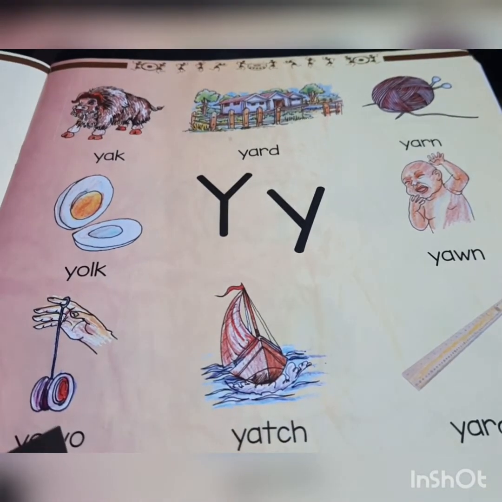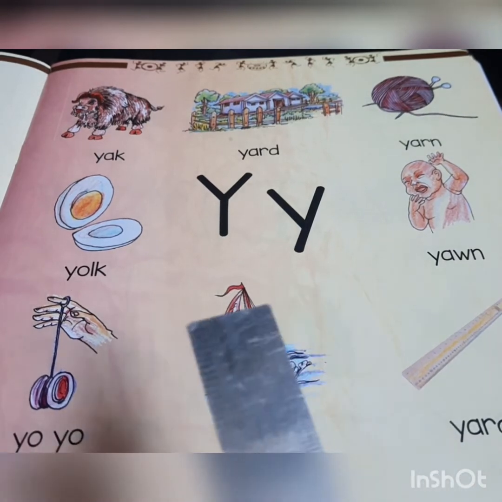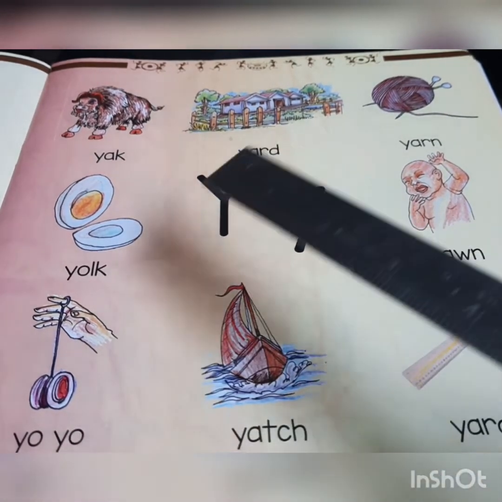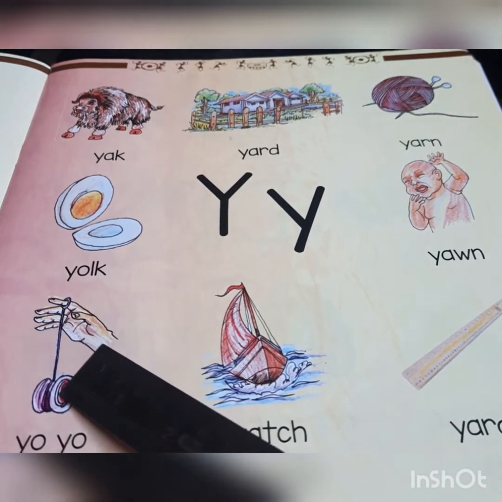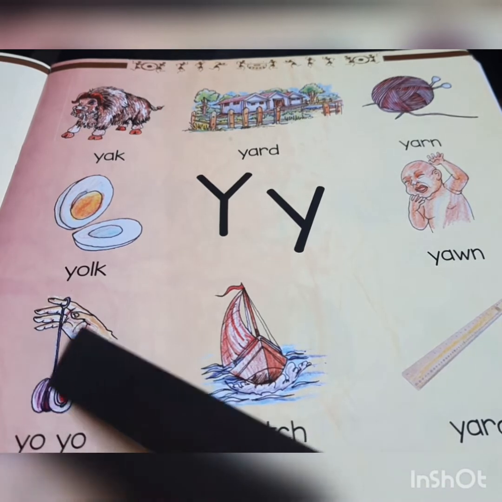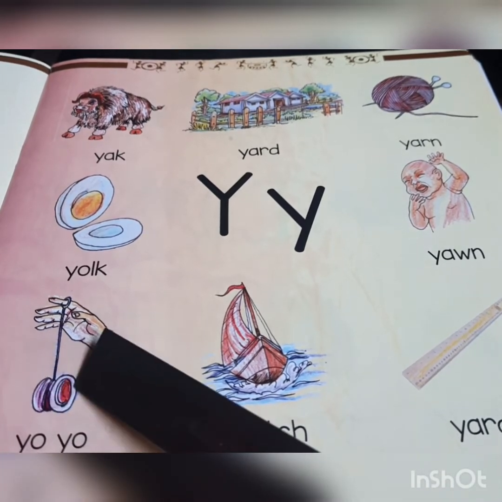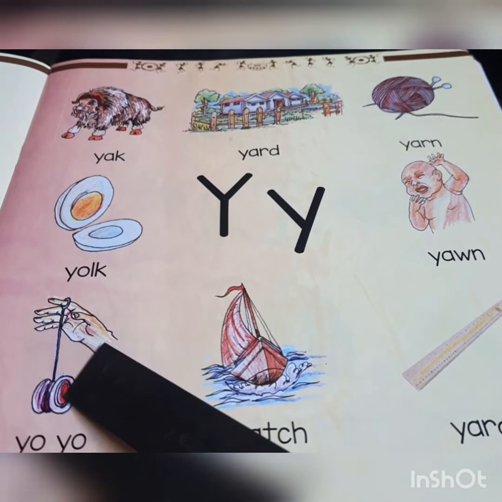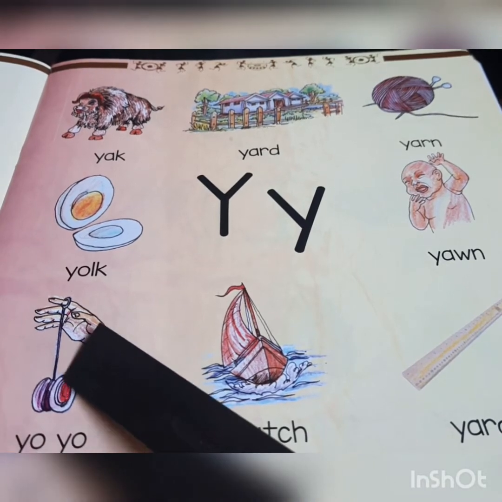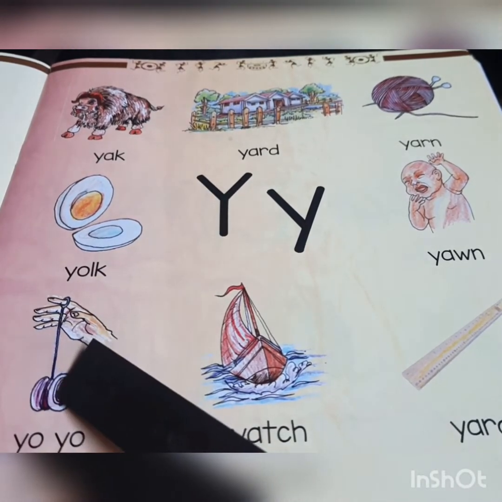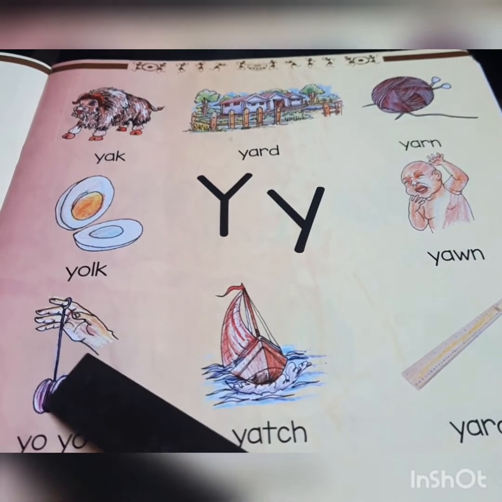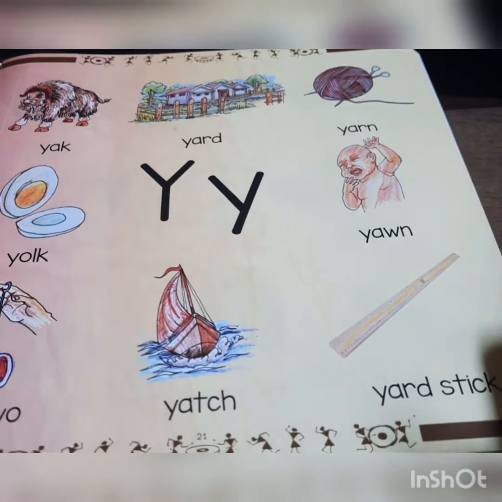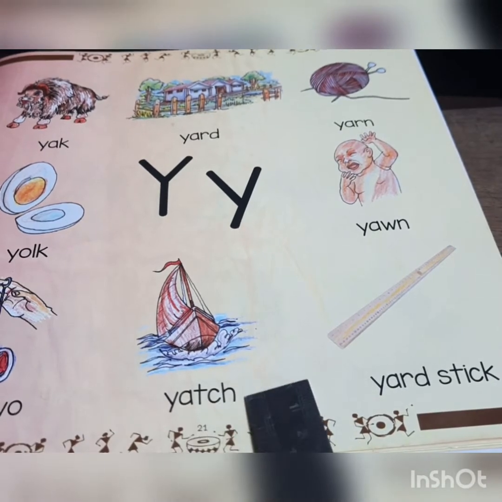Next one, it is yo-yo. What is yo-yo, children? It is a toy which is used to play. But this toy has two pairs, joined with a disc, with a groove, which is attached with a string. That is said as yo-yo. Next one, it is a yacht.